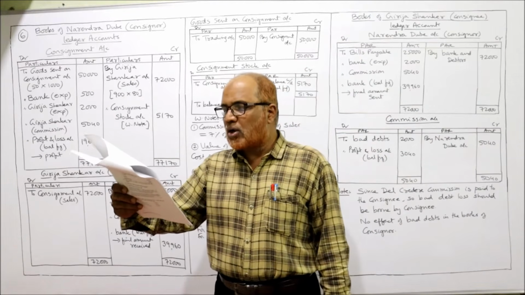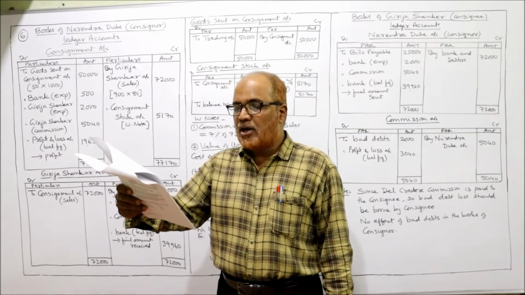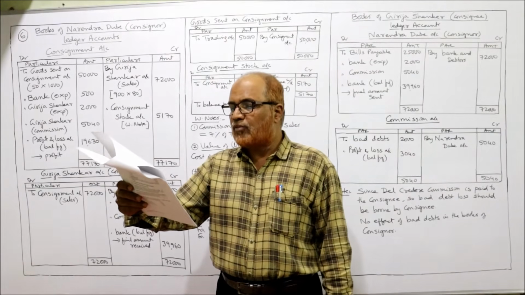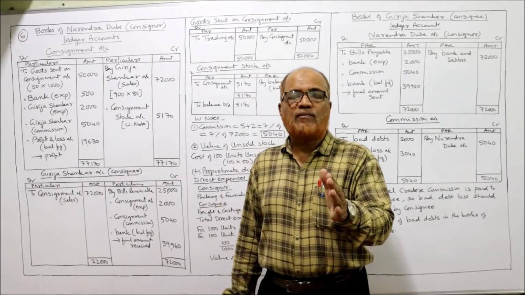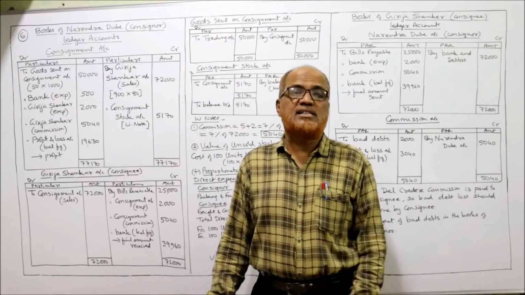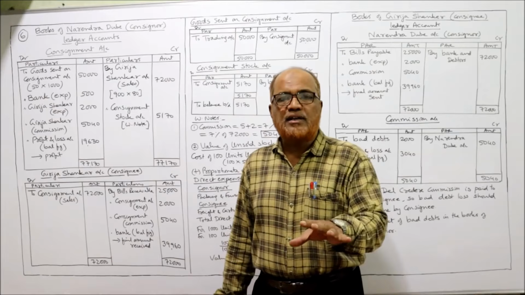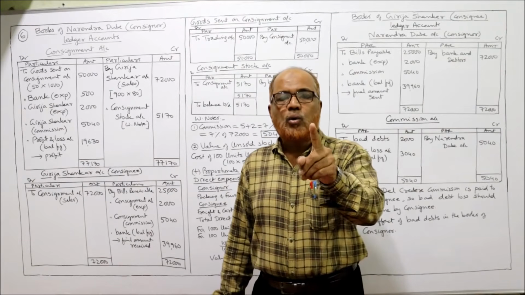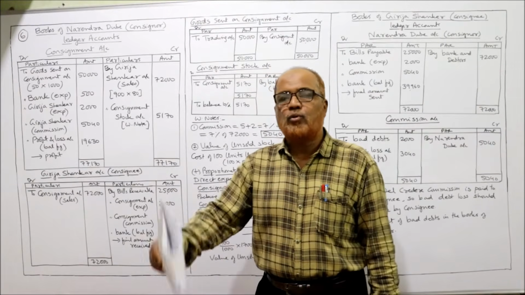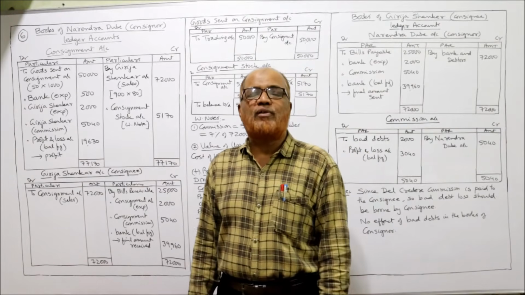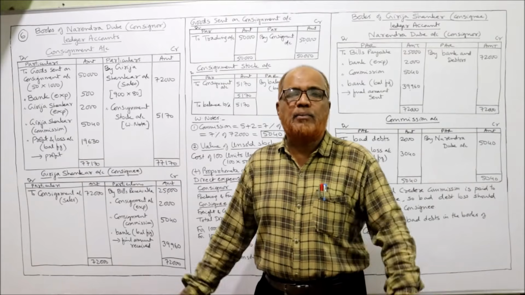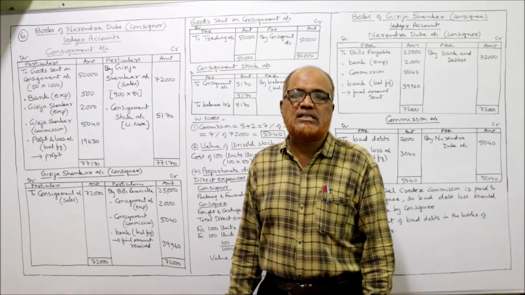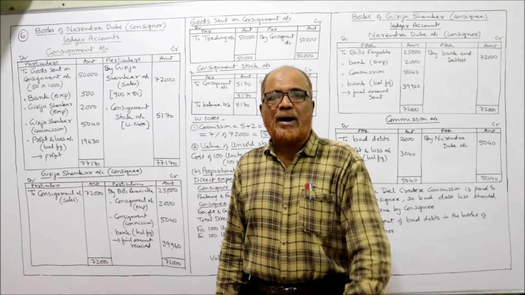Then 1/4 of the sales were on credit. One customer failed to pay the amount of 2000 due from him. That means 1/4 of the sales were credit sales. And out of the credit sales, one customer has defaulted in making a payment of 2000 rupees. 2000 rupees is due from one customer and the consignee has not been able to recover that amount. Bad debts. These 2000 rupees are bad debts.